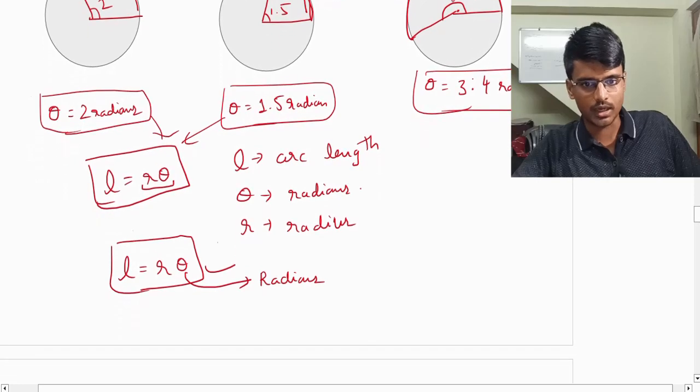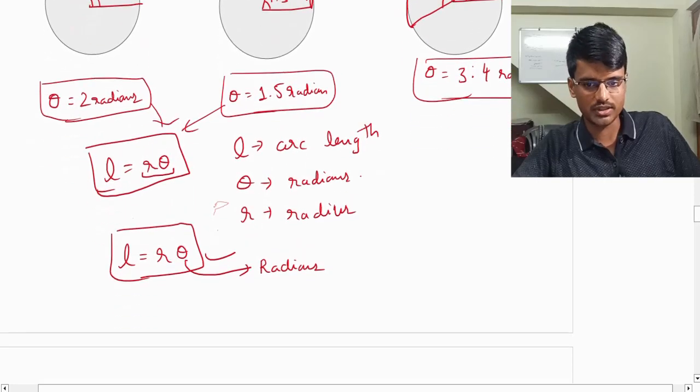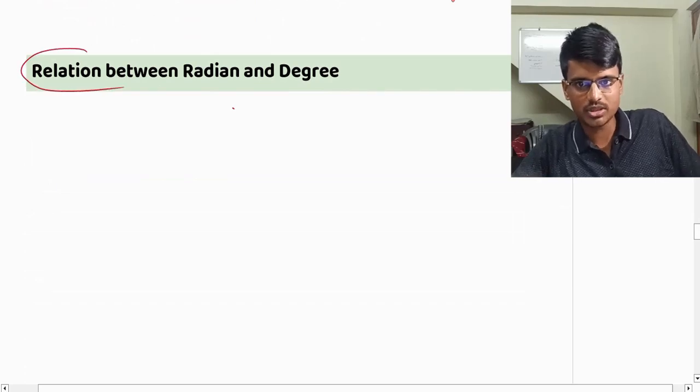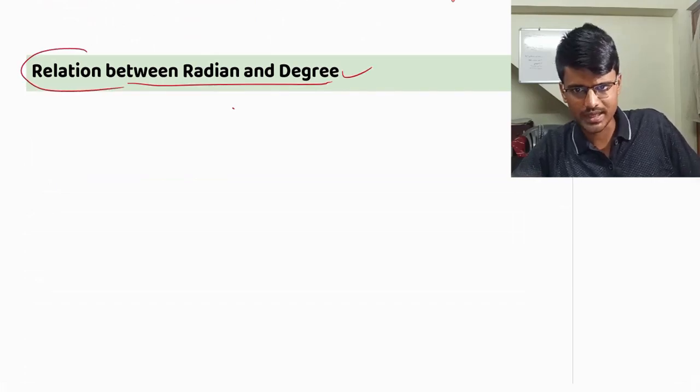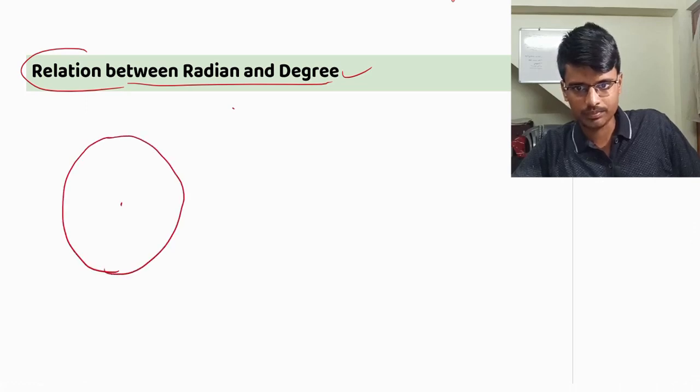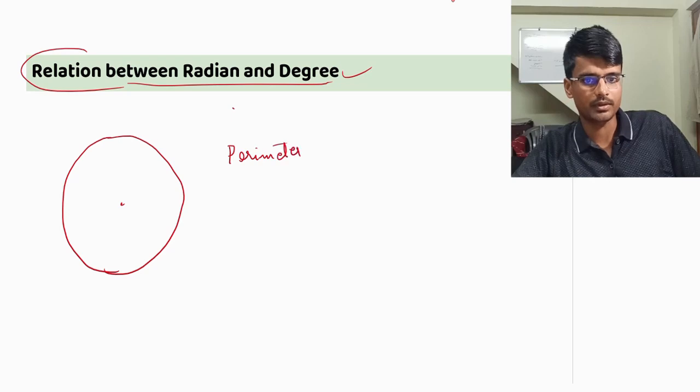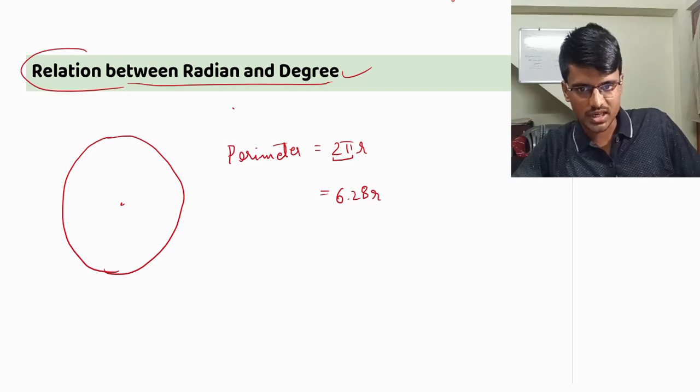Moving on. One more important observation that I want to tell you guys: the relation between the radian and degree. Say I have got a circle here. So tell me, what is the perimeter of a circle? We have learnt it in our lower classes. It is nothing but 2 pi r. So this 2 pi, I can write as 6.28. Am I right?